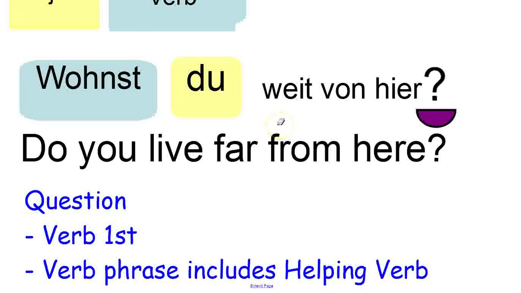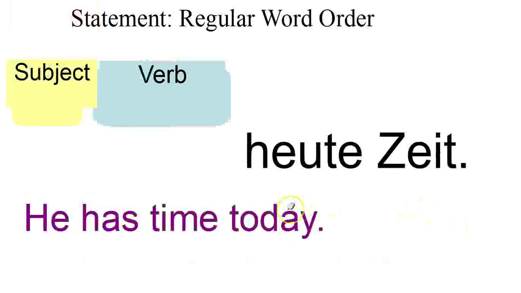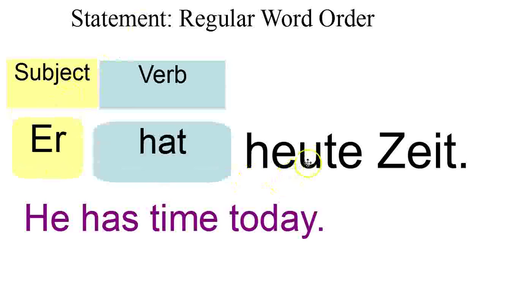So, du wohnst weit von hier, you live far from here. Wohnst du weit von hier? Do you live far from here? And notice my voice goes up on the inflection. What about this statement? All right. He has time today. Er hat heute Zeit. Right? So regular word order, it's the sentence.